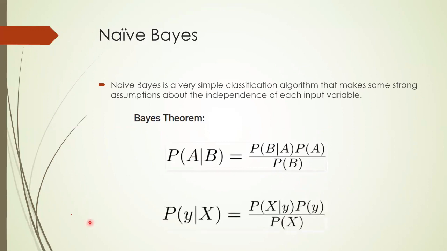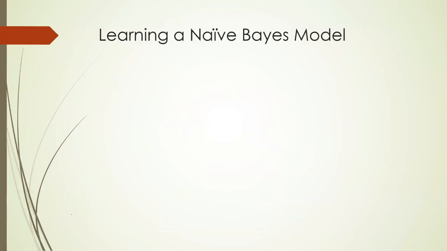If you translate this, it becomes P(Y|X). Y is the output, and X is the input of the data. We get the probability of X given Y, times the probability of Y, divided by the probability of X. If you don't understand, it's still okay. Later, we are going to see an example.